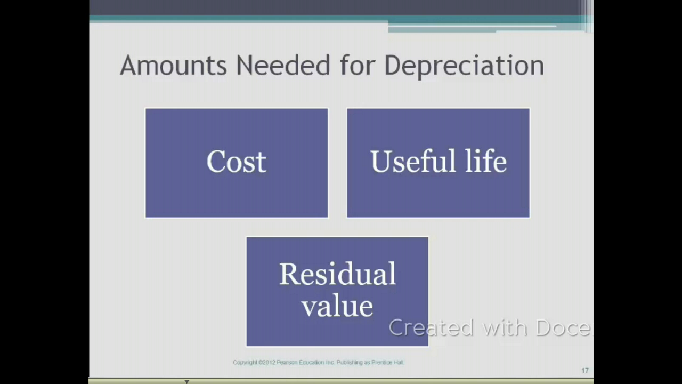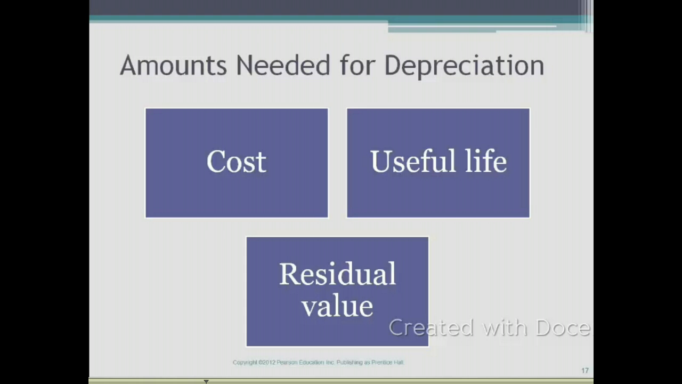To calculate the depreciation expense, you need three items. First, the cost of the asset, that is the historical cost of your asset. The second thing is useful life. This is an estimate. You have to estimate what the useful life of the asset would be. The third thing you need is the residual value. This is what the asset will be worth after its useful life. Residual value is also an estimate.